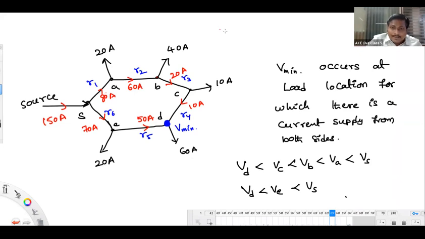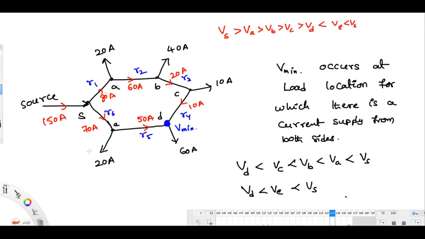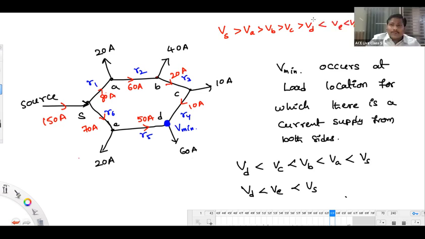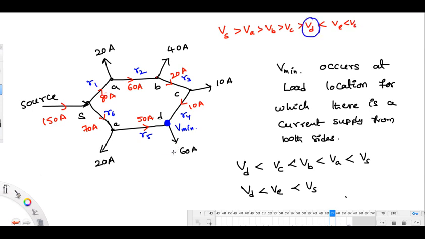Okay, Vs is greater than Va, greater than Vb, greater than Vc, greater than Vd, and it is less than E. So D is the lowest voltage you can see. D is the lowest voltage, right?